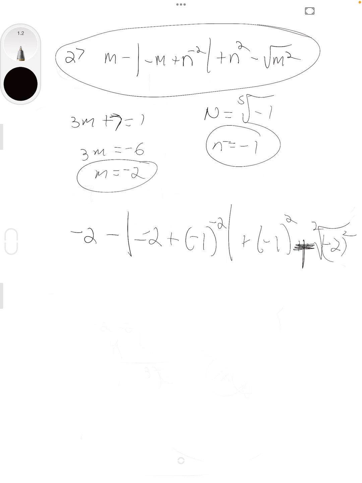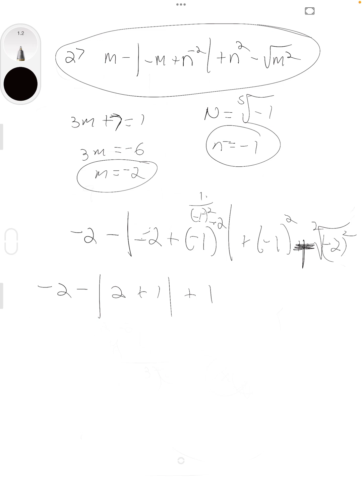Okay, well, let's simplify it if we can. Negative 2 minus, all right, what's this ugly thing? This is negative 2 is just 2. And then this is 1 over negative 1 squared. Negative 1 squared is 1. What's 1 over 1? 1. Okay, 1. And then plus negative 1 squared is 1.